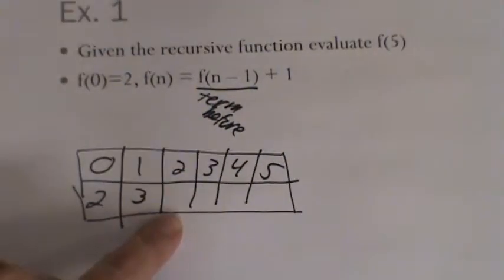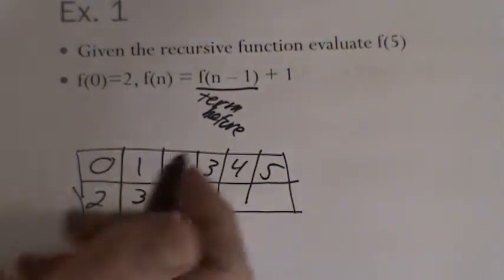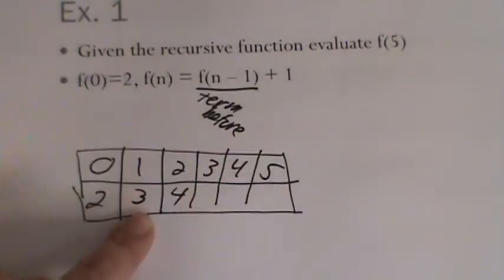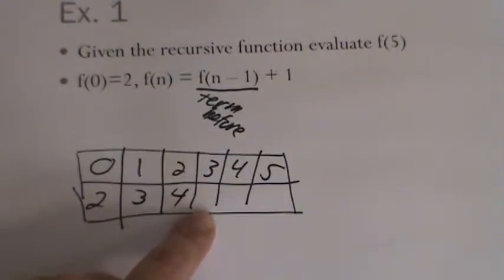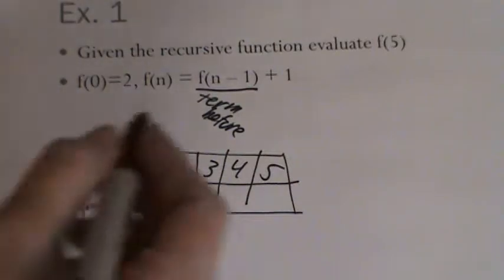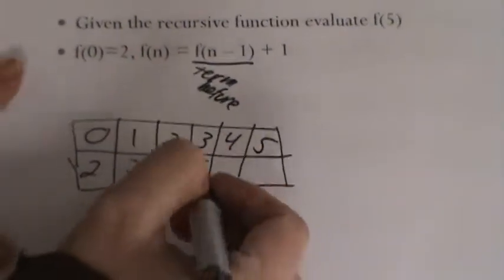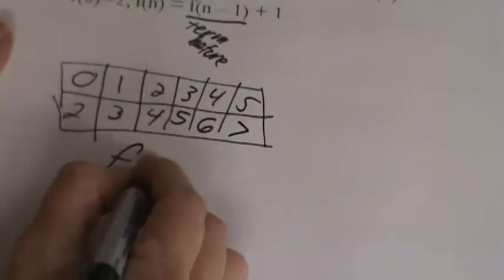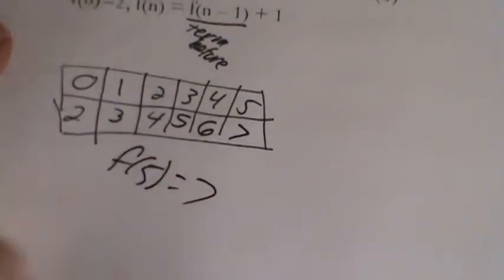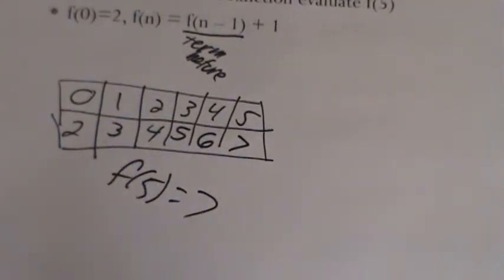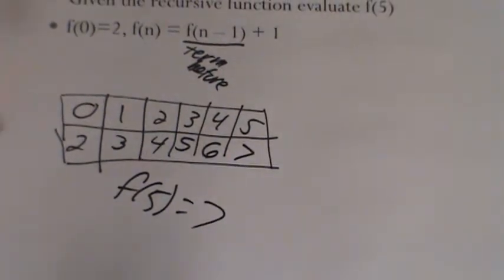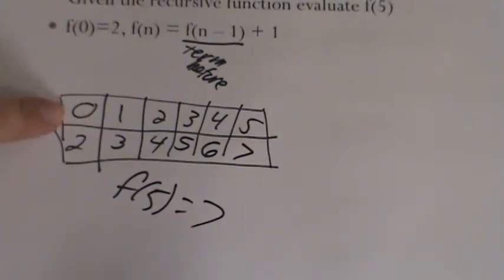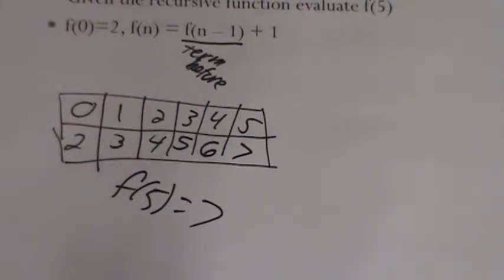Next one, if I want to find this answer, I take the term before and add 1, and that'll give me 4. Then this one, again, I add 1, so 4 plus 1 would give me 5. Then I keep adding 1, so they give me 6 and 7. So what that means is f of 5 equals 7. What this is also going to help me with later, since I organize this in a nice table, is it represents coordinates to write an equation. So I have the coordinates 0, 2, 1, 3, 2, 4, so on and so forth.